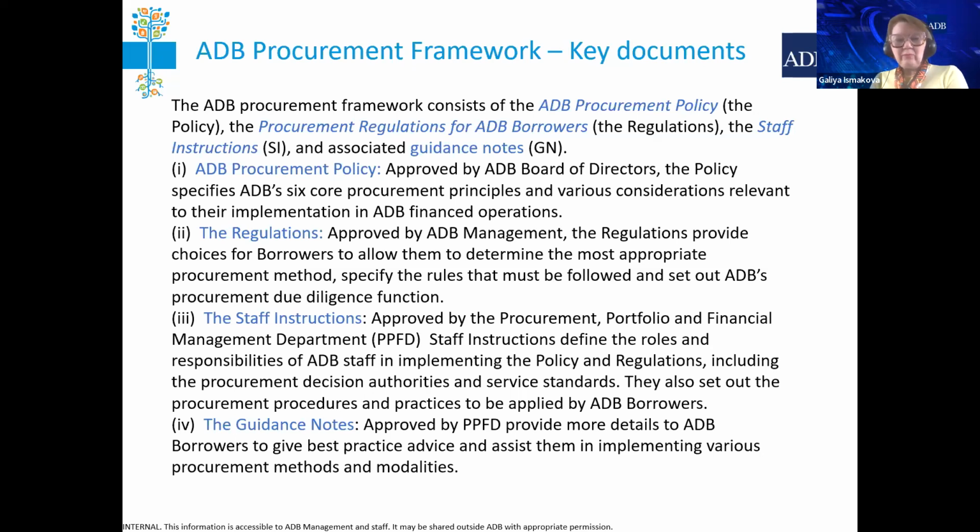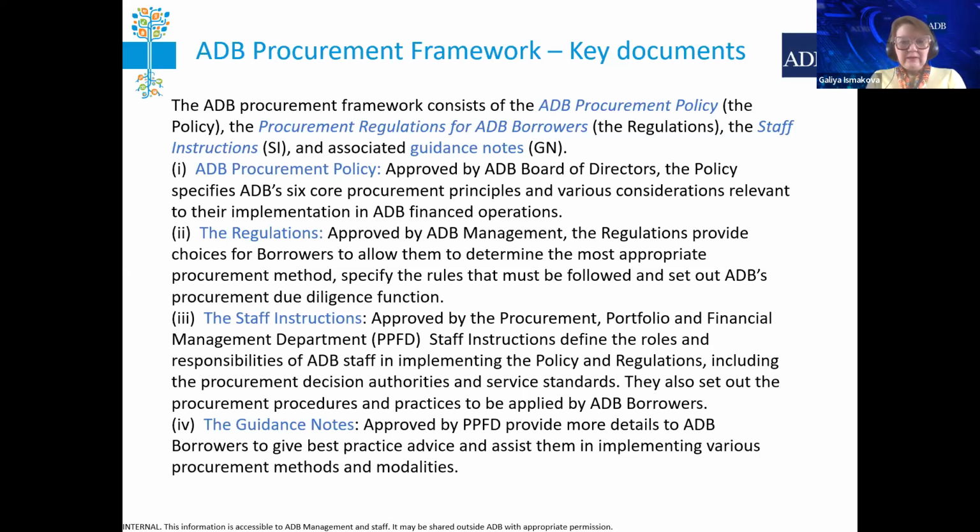The ADB procurement policy was approved by the ADB Board of Directors, and it specifies the 6 core procurement principles and other considerations that are relevant to procurement in ADB-financed operations. Regulations are a type of document that is below the policy. The regulations are approved by ADB management, and they provide choices for ADB borrowers or grant recipients to allow them to determine the most appropriate procurement arrangements.